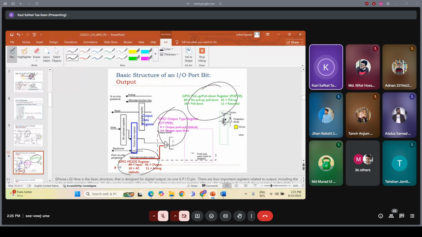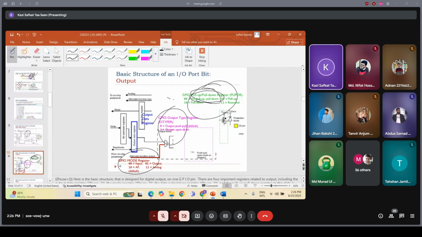When do you use the no pull-up, pull-down option? It's when you have your pin externally pulled up or pulled down, so that you don't need a pull-up or a pull-down internally. That's when you use this 0 0 state, no pull-up, pull-down.